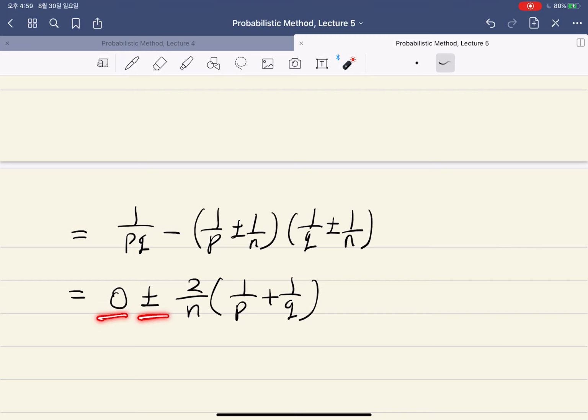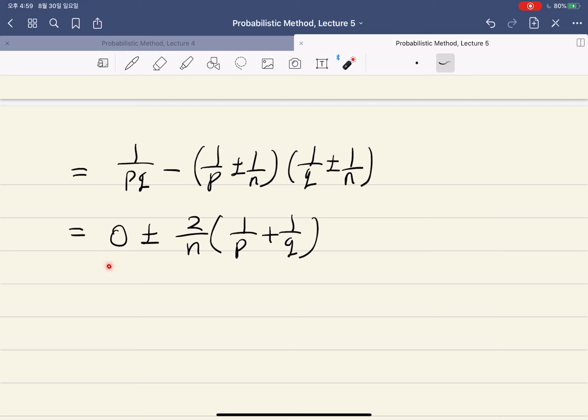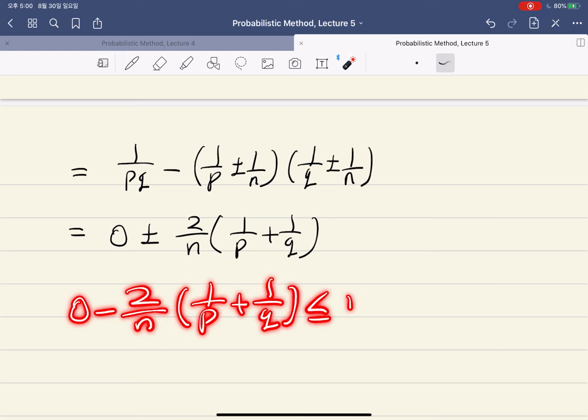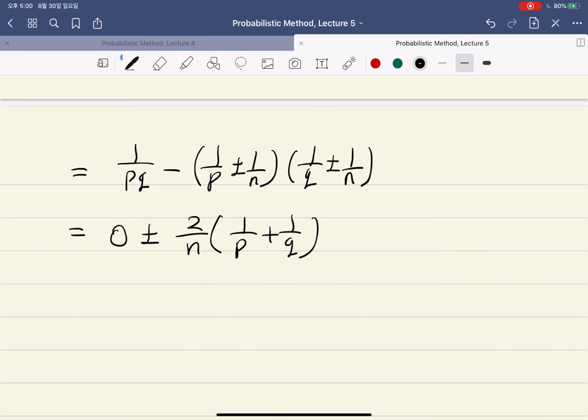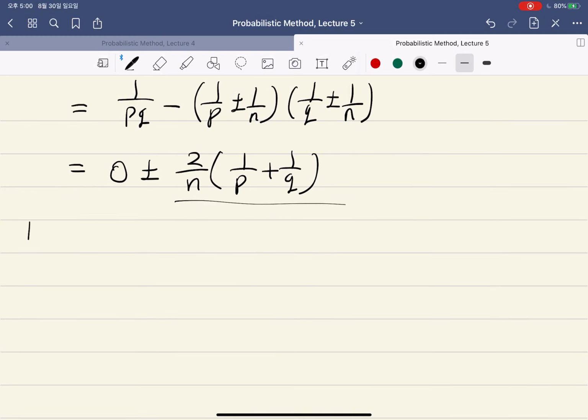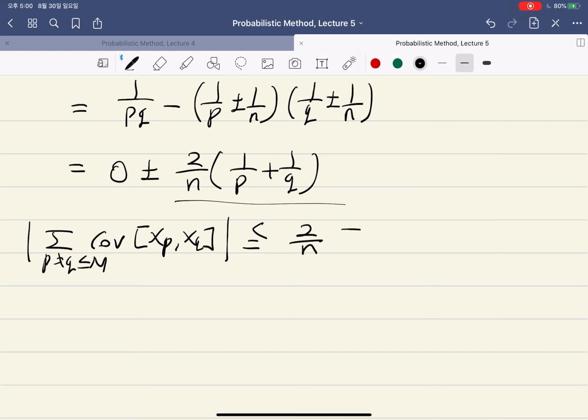So again, if I write something plus or minus something, this indicates that this is a number which is at least this and at most this. So it just indicates that its absolute value is small, smaller than say this. Then what's the covariance? The sum of all covariances of X_p X_q is at most, in absolute value, 2 over n plus 1 over p plus 1 over q, where p and q are different.